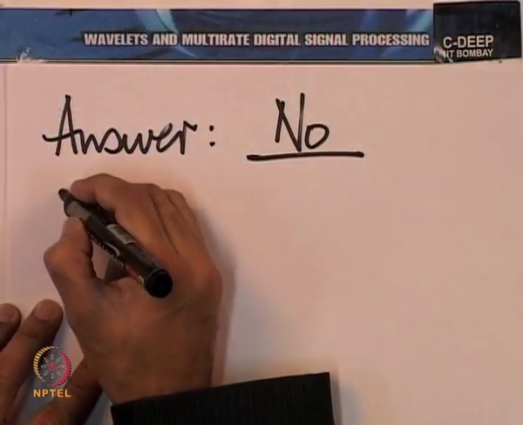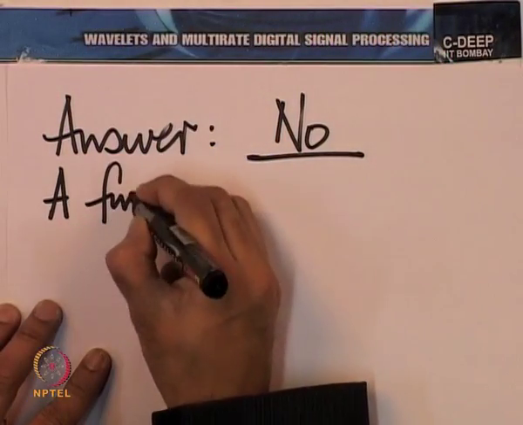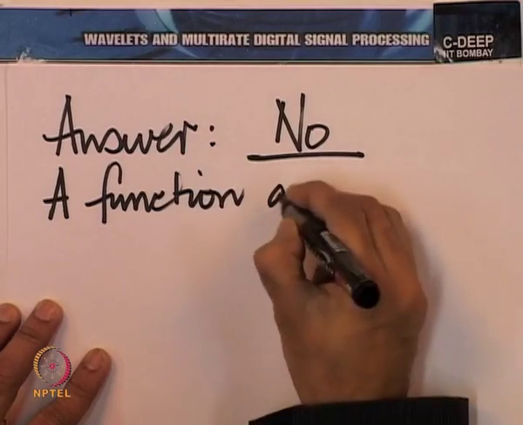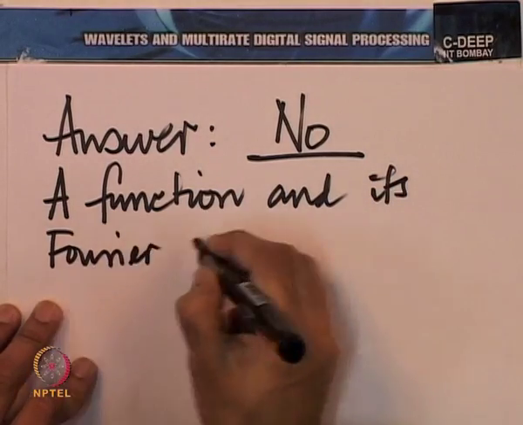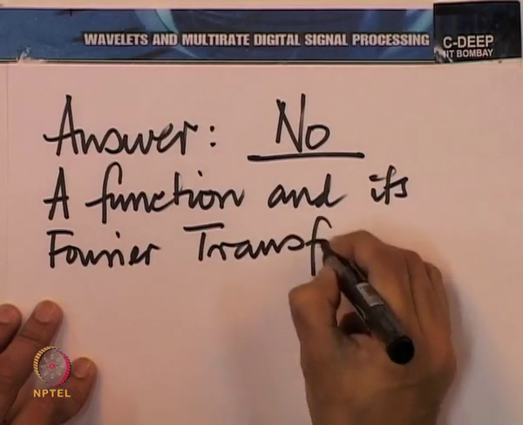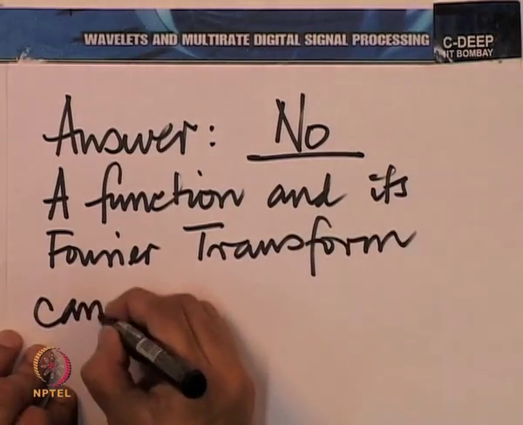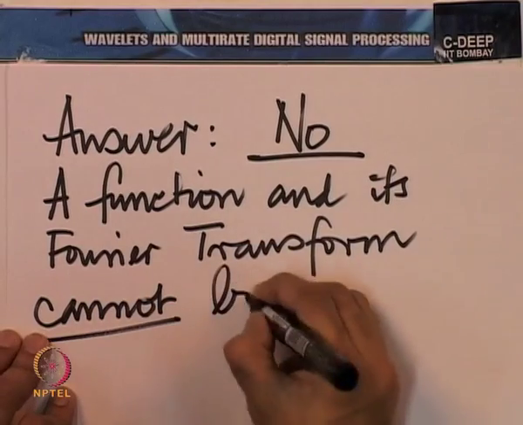You cannot be compactly supported in time and frequency simultaneously. Let us make that statement very clear. Answer: no. A function and its Fourier transform cannot both be compactly supported.